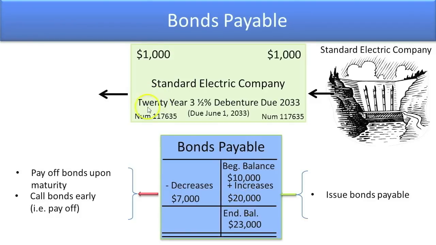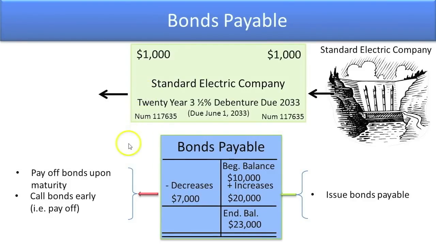As you can see here, this is a 20-year bond, so the due date when it matures is specified on the bond itself. The interest rate is 3.5% per year, so that will be 3.5% times $1,000 every year that will have to be paid in interest. On 20 bonds, that will be a total of $700 per year.